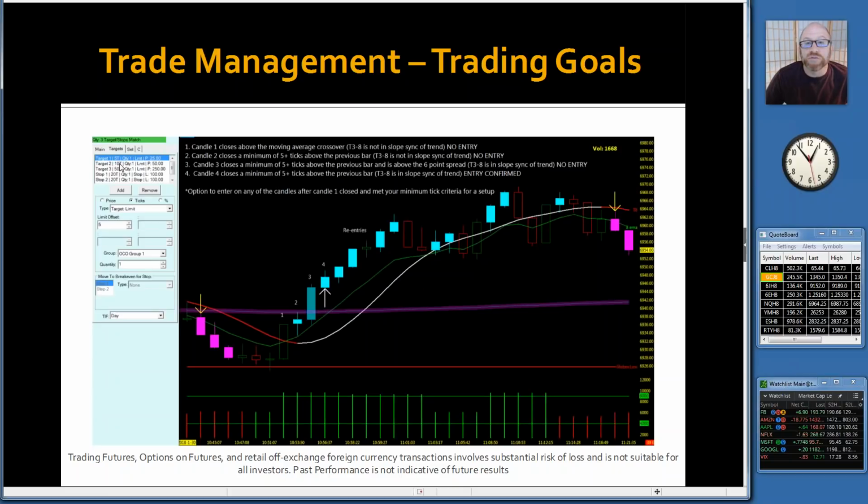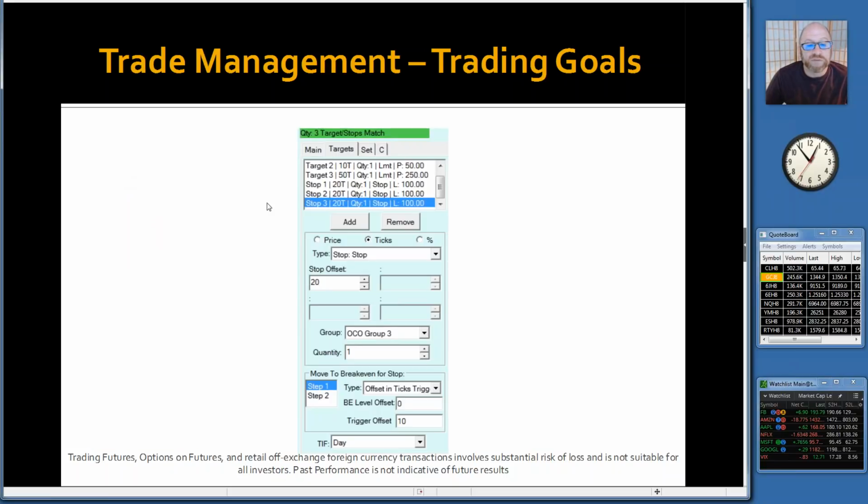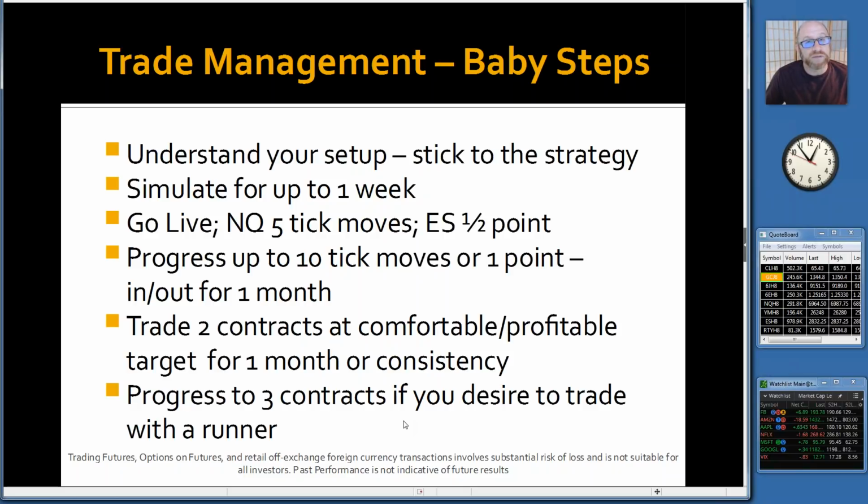On trade management, that would simply be setting up, for instance here, where target 1 would be 5 ticks, target 2 might be 10 ticks, or you take both contracts off at 10 ticks. And then your 3rd one is going to be a runner. Make sure you set up on your trade management, break-even level is 0 once the trade has moved to 10 ticks.